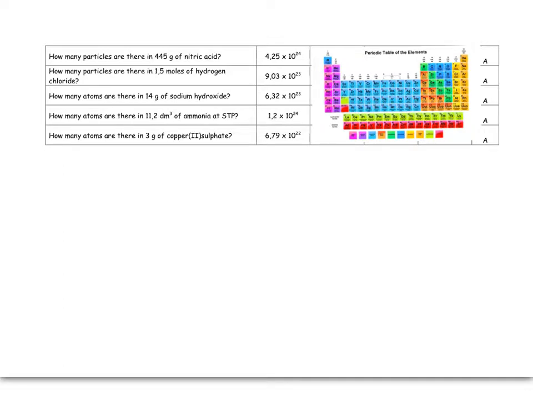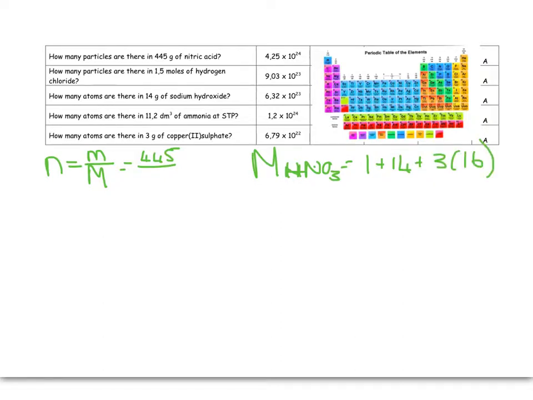How many particles are there in 445 grams of nitric acid? Number of moles is mass over molar mass, so 445 divided by the molar mass of nitric acid. That's 1 plus 14 plus 3 times 16, which gives me 63. So 445 divided by 63 gives me 7,06 moles. But that's not the question, it's how many particles.